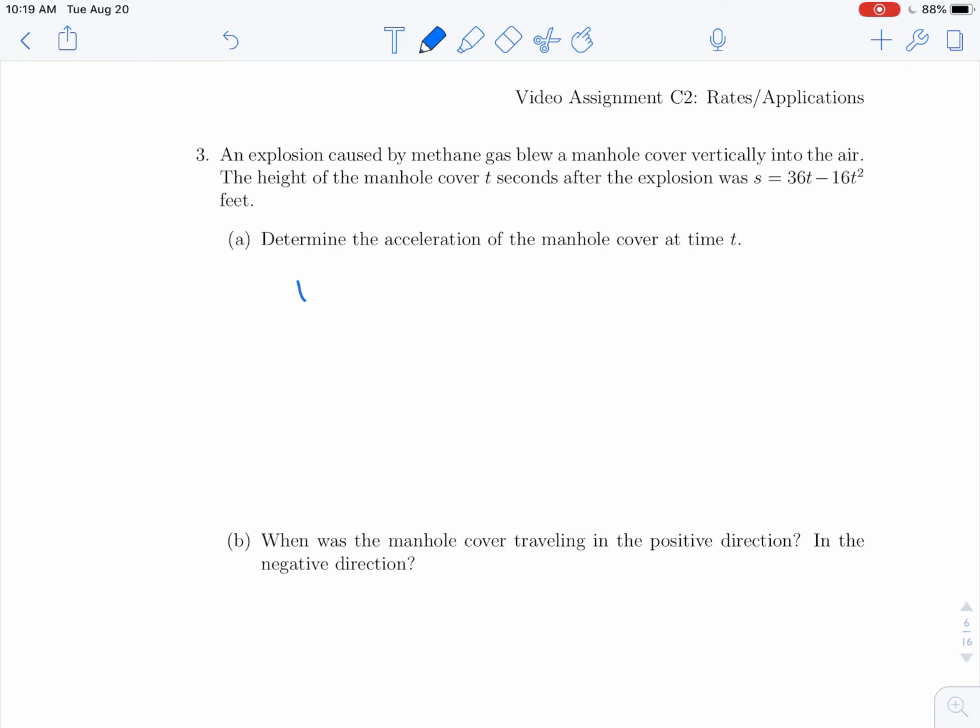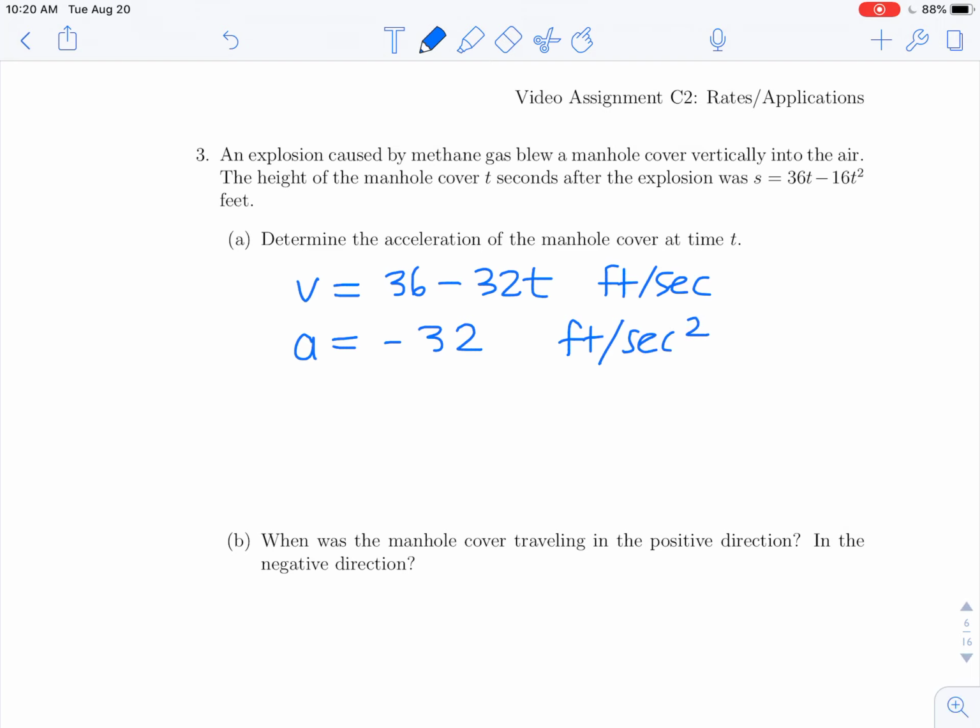So to do this, we have to get the velocity first. The velocity is going to be 36 minus 32t. And then the acceleration is going to be the derivative of the velocity, which is negative 32. And by the way, the units here, velocity is feet per second, and the acceleration is feet per second squared. And so you'll recognize that number as the acceleration due to gravity.